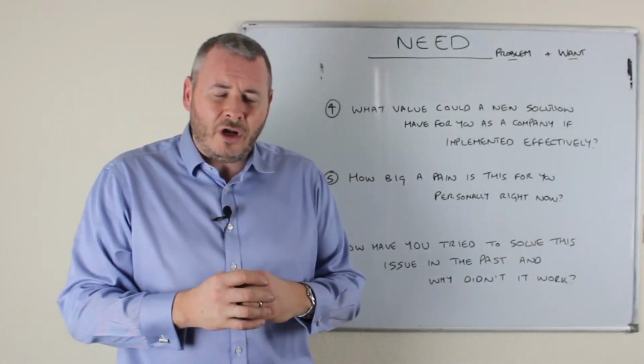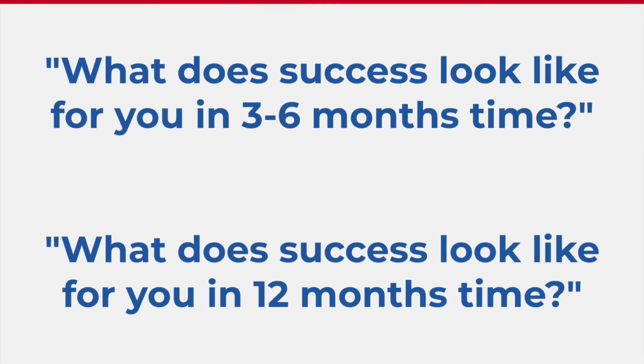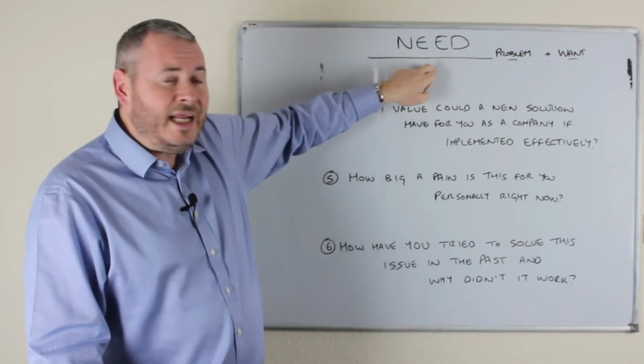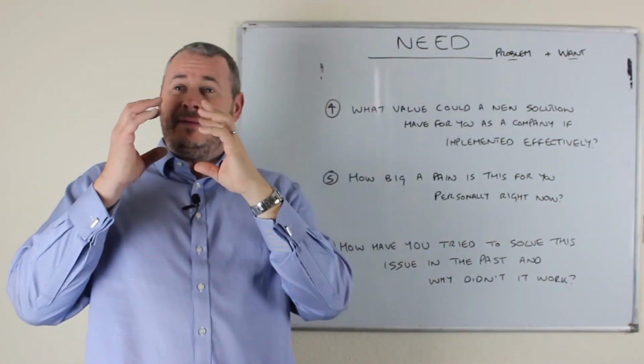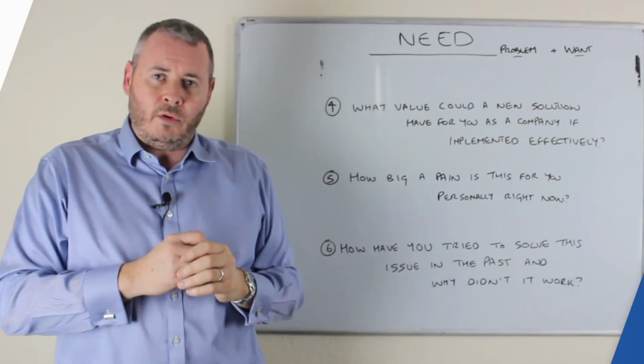Another great question I always ask to my prospects and people I work with is this: what does success look like for you in 3 to 6 months' time? Or what would success look like for you in 12 months' time, depending on the cycle you have? Ask them to picture and describe what this need looks like, what this problem or this want looks like. Ask them to really be able to show you that actually, if I could get to that place here, here and here, that's where I want to be.